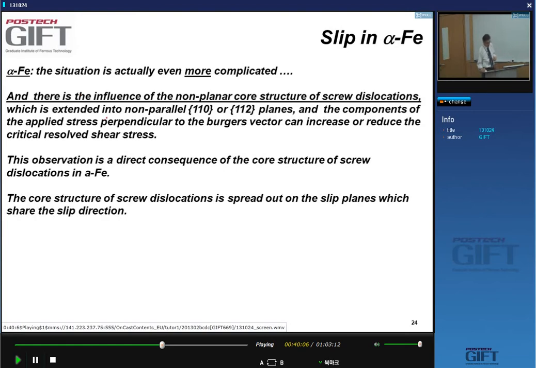Then the other thing is the influence of this non-planar core structure of screw dislocations. Well, it turns out that when you form a screw dislocation in BCC iron, the core structure is not a very sharp line, but the core extends over other crystal planes, 110 or 112 crystal planes. It's not a stacking fault. It's not a cross-slip. It's just that the core is slightly extended into these directions.